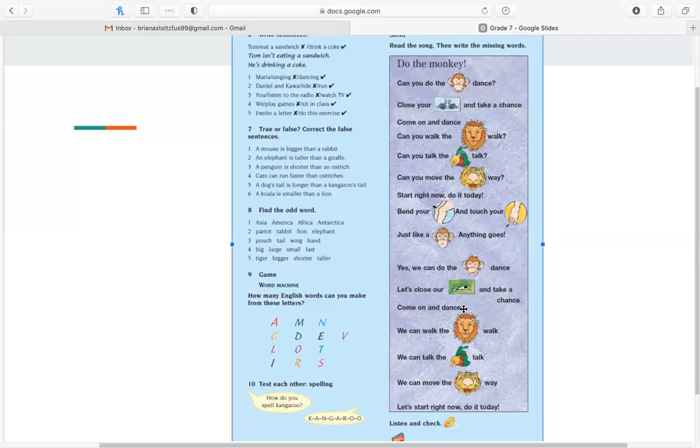Yes, we can do the monkey dance. Let's close our eyes and take a chance. Come on and dance. We can walk the lion walk. We can talk the parrot talk. We can move the tiger way. Let's start right now. Do it today.